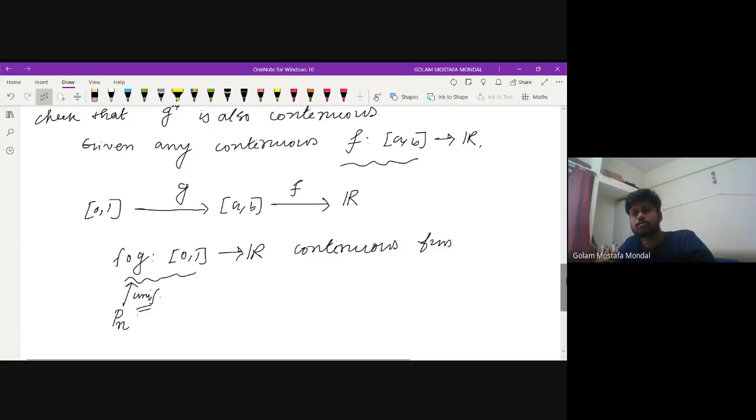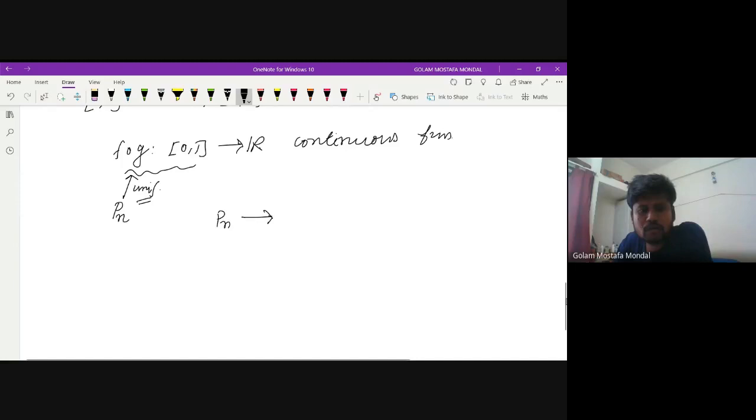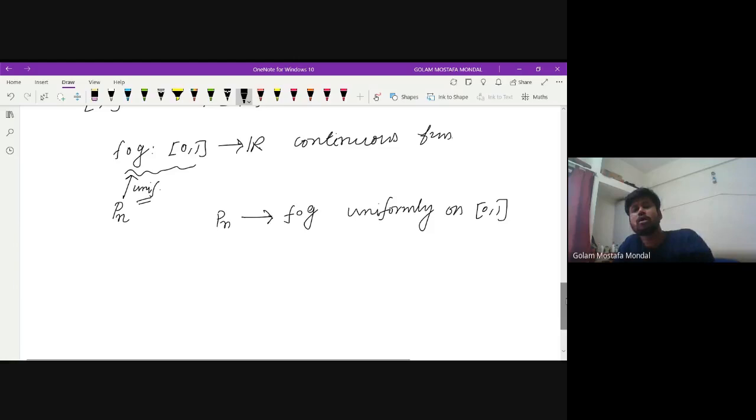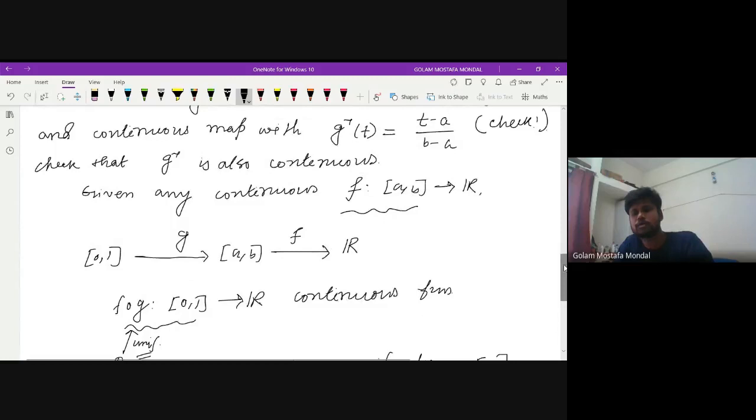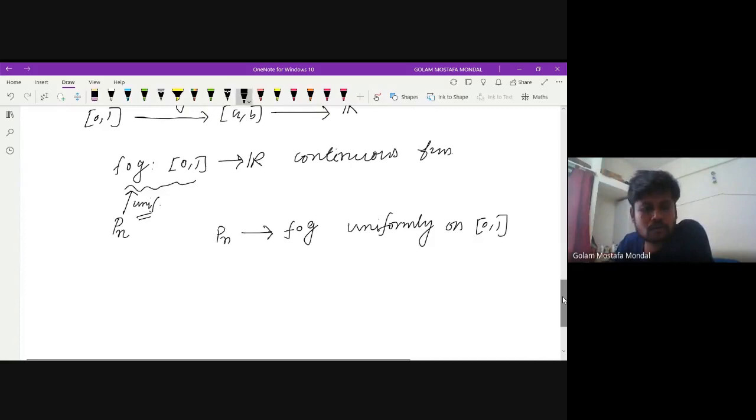So Pn converges to f compose g uniformly on [0, 1]. But we want to approximate f on [a, b], right? So now define Qn(x) equal to Pn compose g inverse (x).